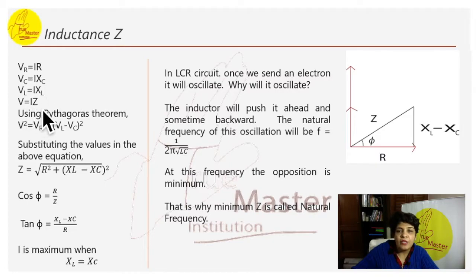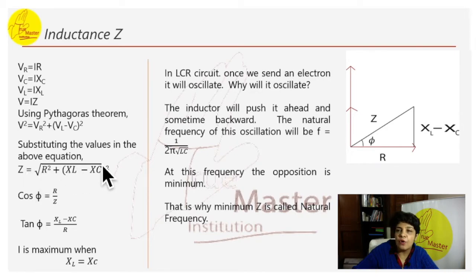Using Pythagoras theorem, we are trying to derive the value for Z here. So this square, which is the C square, should be equal to A square plus B square. Putting the values, R square plus (XL minus XC) whole square. This was Z square, so Z will become the square root.